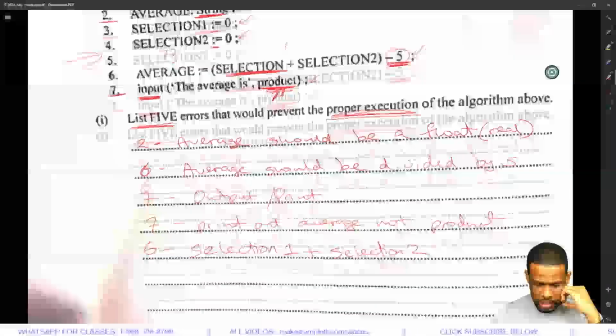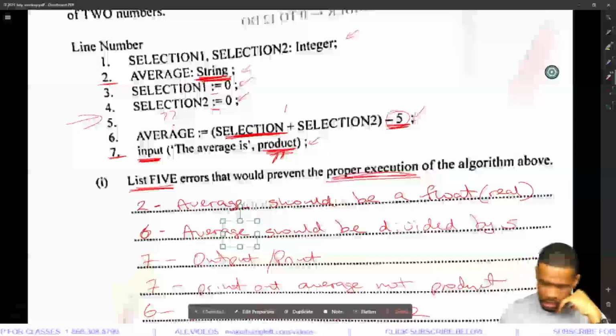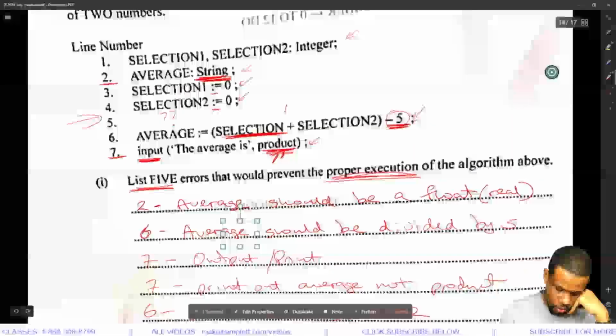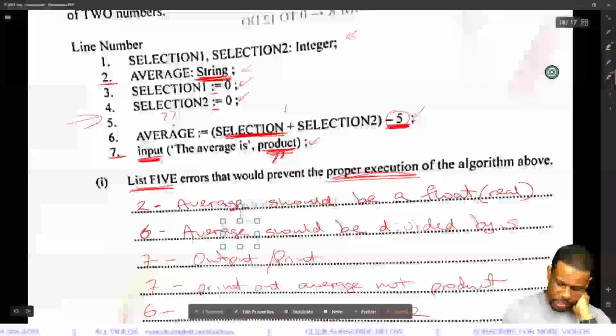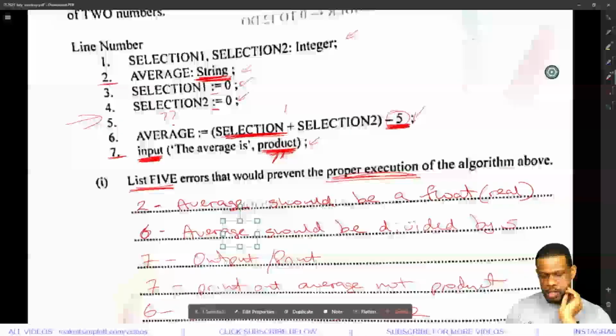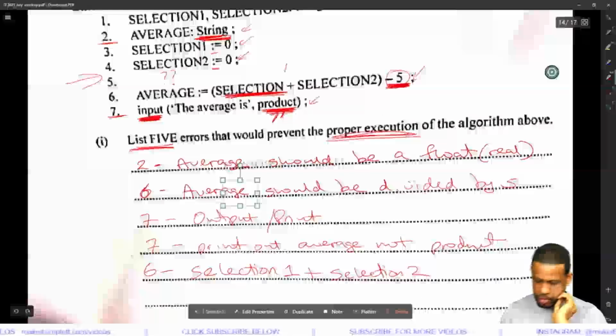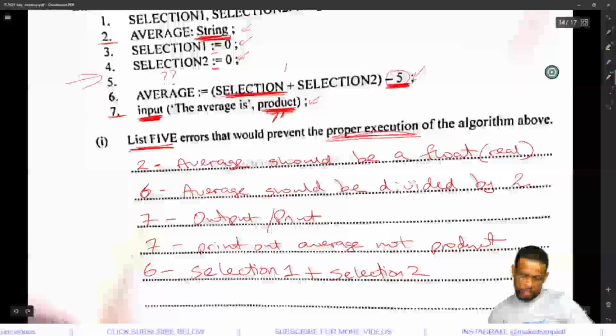So definitely a major error is the first one, a string here. The second error is they use selection instead of selection 1. The next error is they have to divide by 2. The next error is instead of input, it's supposed to be output or print. And the next one is the thing that is supposed to print is product. Oh yeah, this should be divided by 2. My bad. Average should be divided by 2, not 5. You are correct.